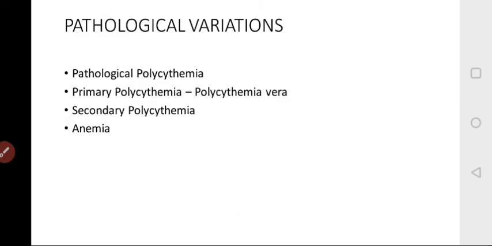Now, we will see the pathological variations. Pathological polycythemia is abnormal increase in RBC count. Red cell count increases above 7 million per cubic millimeter of blood. Polycythemia is of two types, the primary polycythemia and secondary polycythemia. Now we will see primary polycythemia. It is also called polycythemia vera.